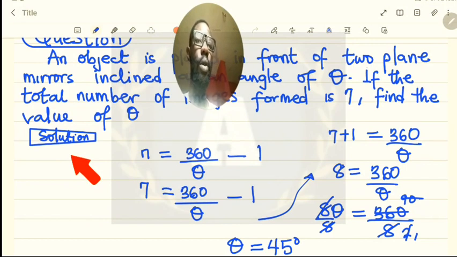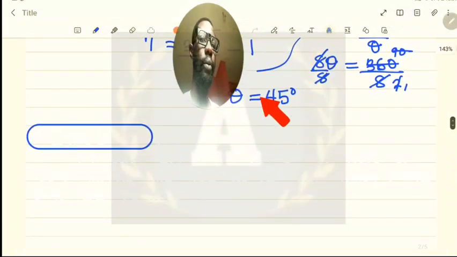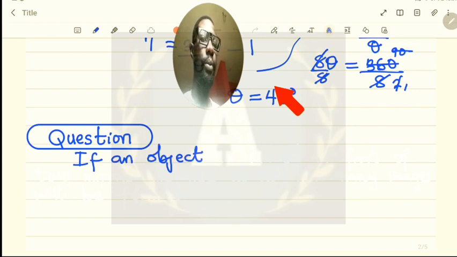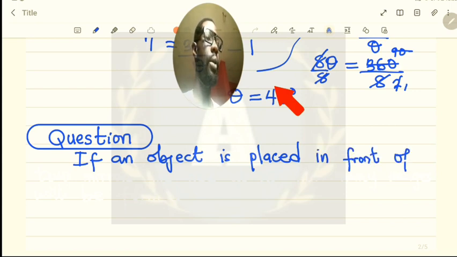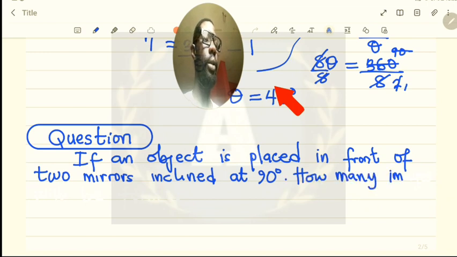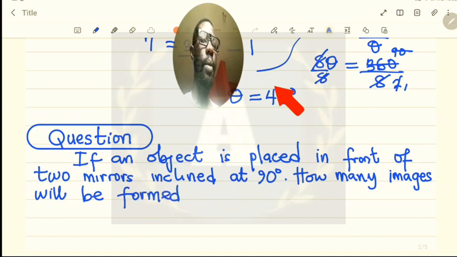Alright, so now we quickly move to the next question. What does the question say? In this question, we have that an object is placed in front of 2 mirrors inclined at 90 degrees. How many images will be formed?